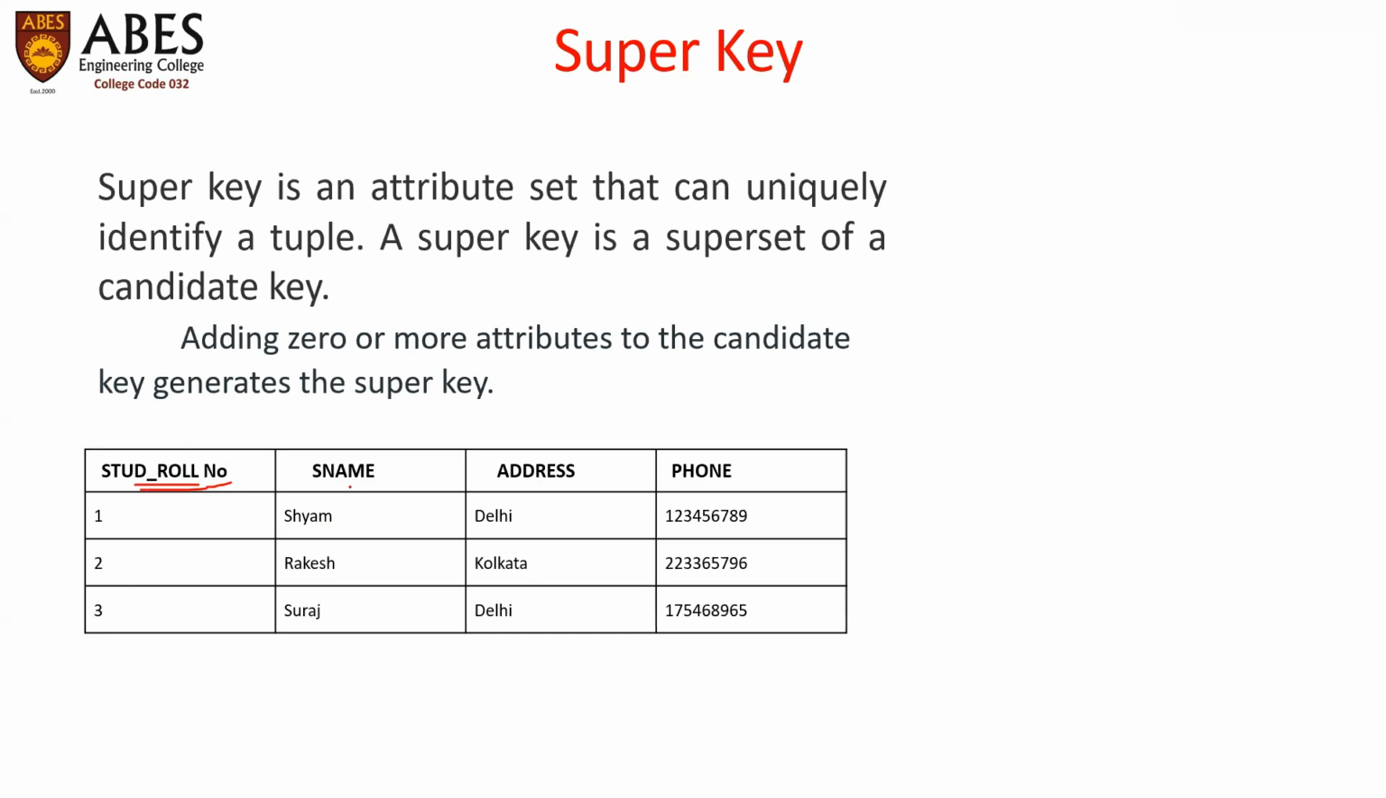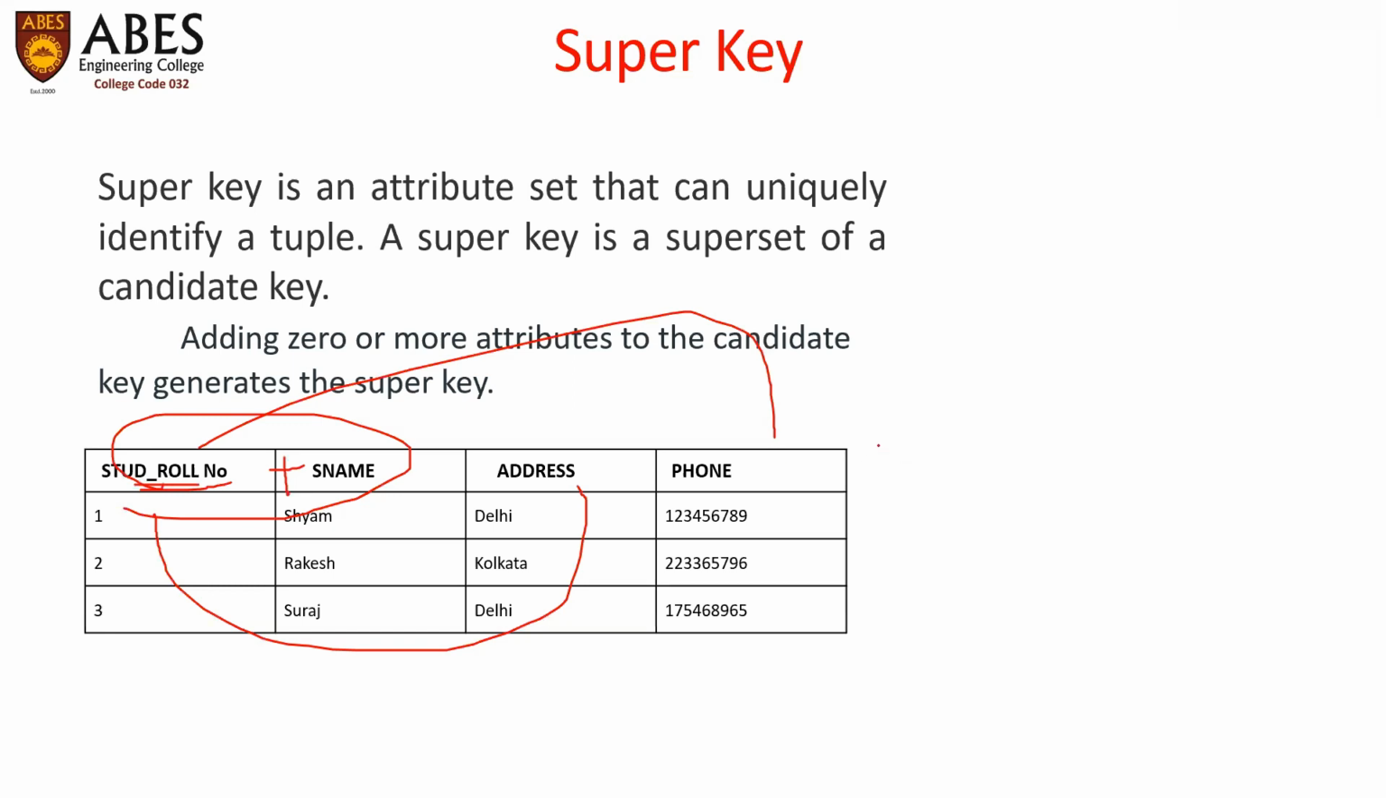Then student roll number combined with student name can be one super key. Combining student roll number with address can be another super key. Combining student roll number with phone number can be another super key. Combining student roll number with student name and address, with both, will be another super key. Combining student roll number with student name and phone number will be another super key. So we can have many super keys.